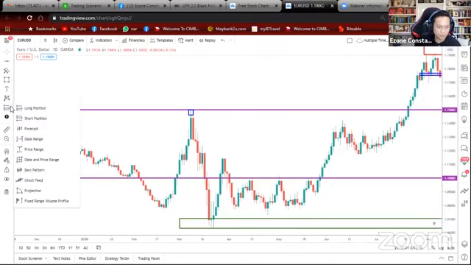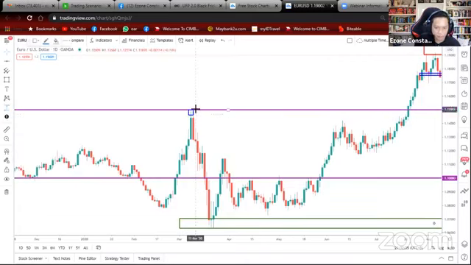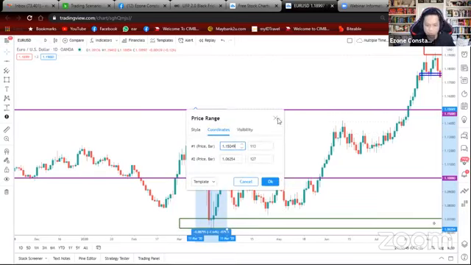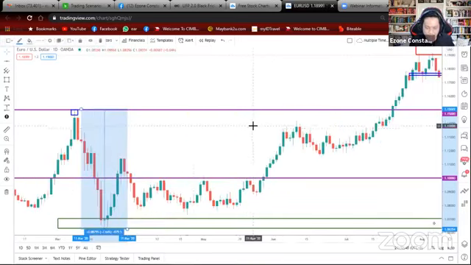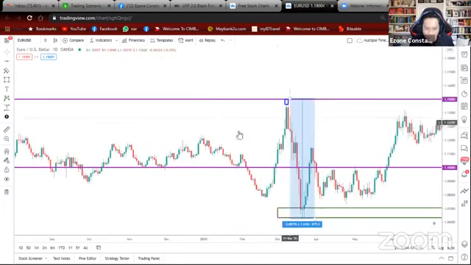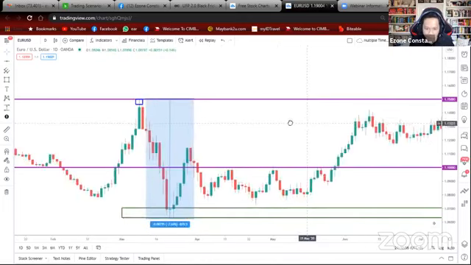Let me give you some idea here. Let's do some marking, price range. You see from this level here, it went down as far as 883 points for Euro US dollar. So for those who want to swing, or scalp, or trade, you try to find the psychology level, and also you see around this area has a strong support and resistance.